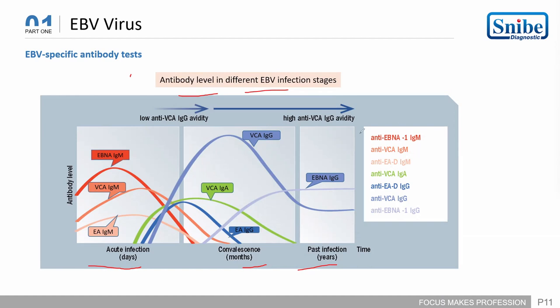These are the markers available, which include anti-EBNA1 IgM, anti-VCA IgM, anti-EAD IgM, anti-VCA IgA, anti-EAD IgG, anti-VCA IgG, and anti-EBNA IgG. These are all the markers used in the assays for the diagnosis of EBV infection at different stages.